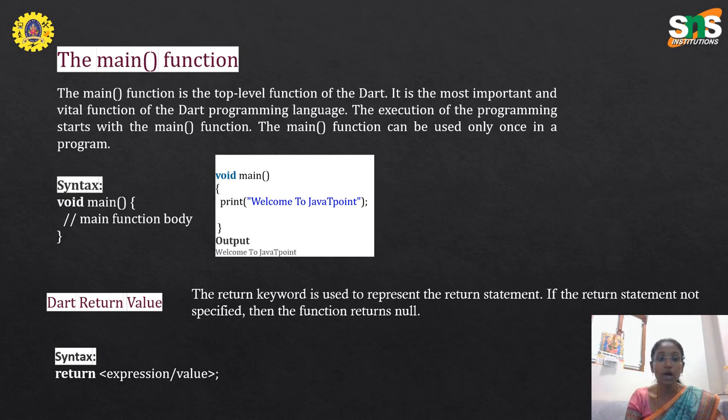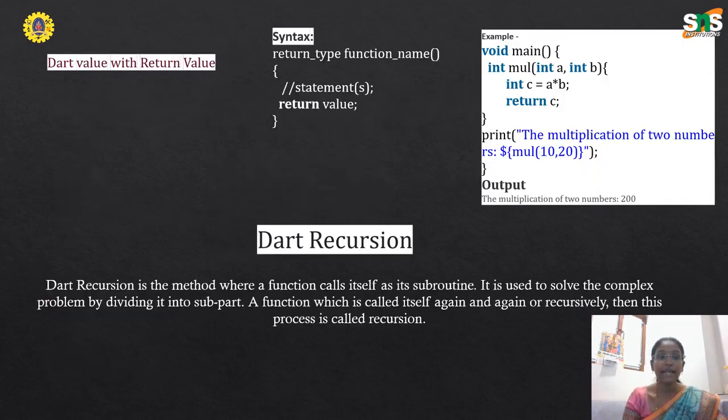The Dart return values: if the return statement is not specified, then the function returns null. The syntax is return, then I give the expression or a value. For example, as I already told, return a list or a result. I'll give the parameters. If adding two numbers, that particular variable or value will be written to my output. Clear? Next one is the Dart function with return values.